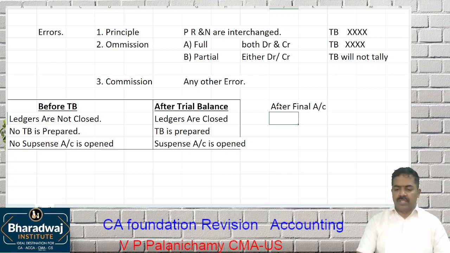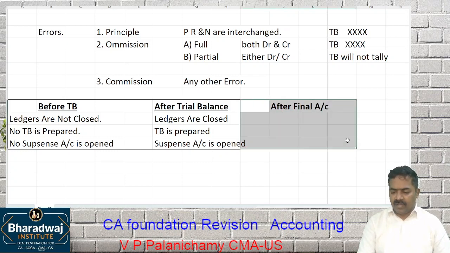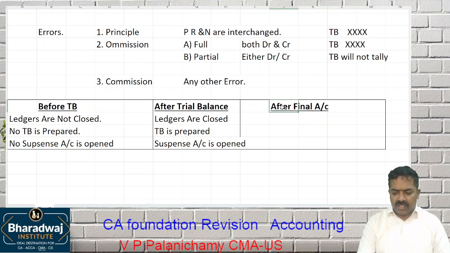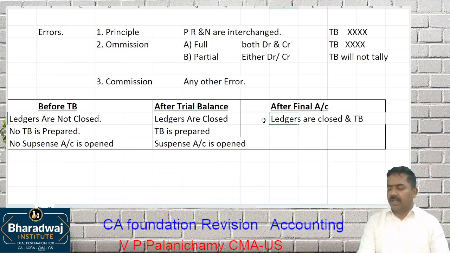Errors can be rectified after preparing final accounts. For example, we close the accounts on 31st March. Within 31st March, we are not able to identify the errors. So we are identifying the errors after preparing which one? Final accounts. Here also, what happens? Ledgers are closed and trial balance is done. Then suspense account is opened.